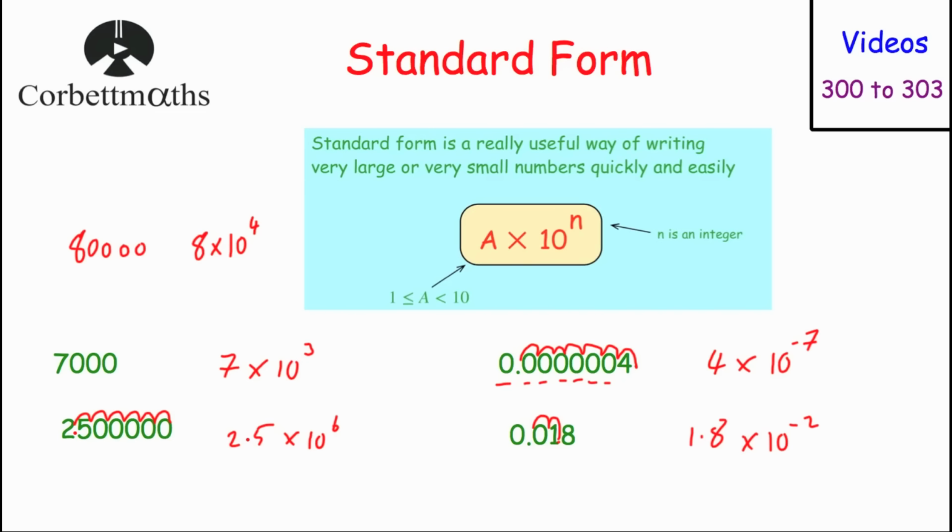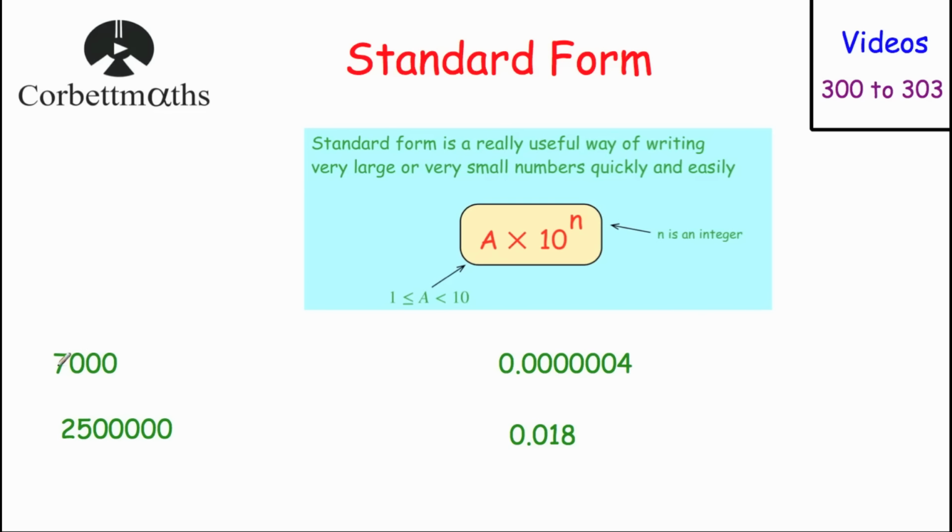Okay, now let's have a look at these questions using the other approach, so let's get rid of that. Okay, let's have a look at our first question. So our first question is to write 7,000 in standard form. So we want a number between 1 and 10. And a sensible number to choose here would be 7. And we're then going to have multiplied by 10 to a certain power.